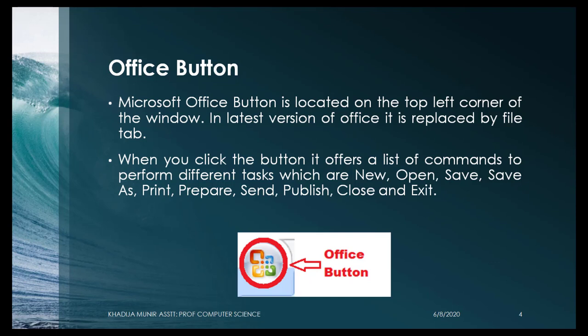Now, what is Office button? Office button is located on the top left corner of the window. In latest version of Office it is replaced by File tab. When you click the button, it offers a list of commands to perform different tasks, which are new, open, save, save as, print, prepare, send, publish, close, and exit. And this is your Office button.